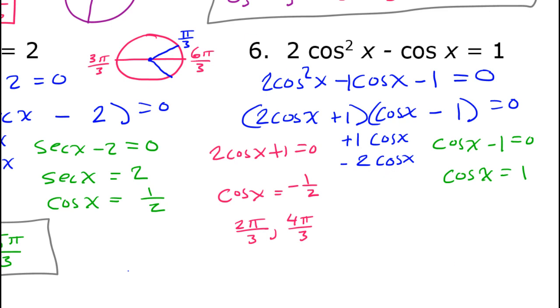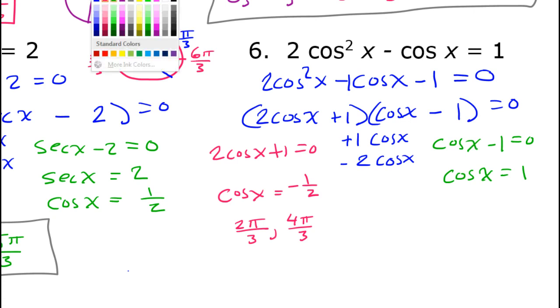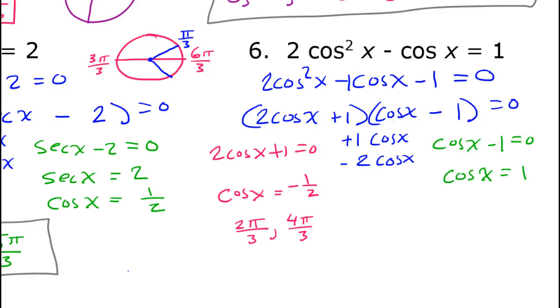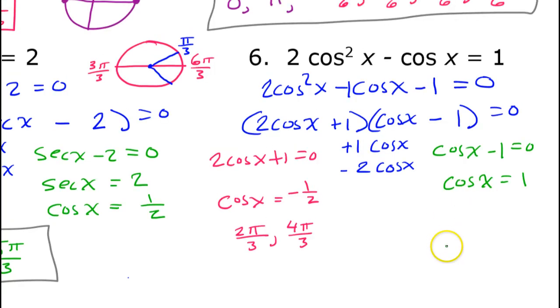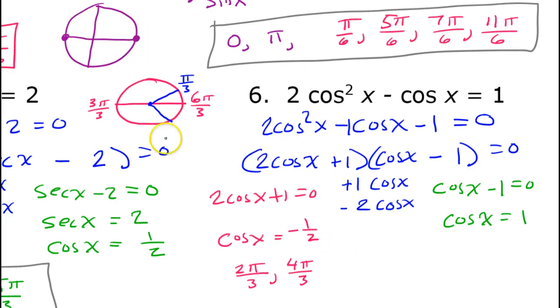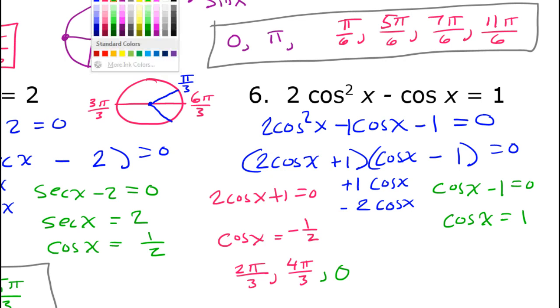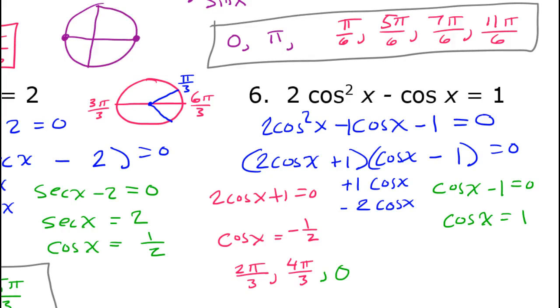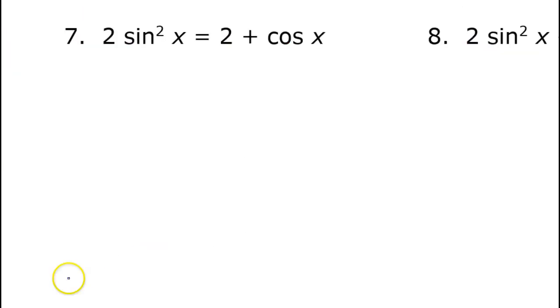Now, switching over to the green one, where is cosine equal to 1? Well, that is a quadrantal angle. Cosine is an x value. X values are equal to 1 on the far right, and that is 0. So I will take this and I'll add on 0. So these are the three answers to problem number 6.